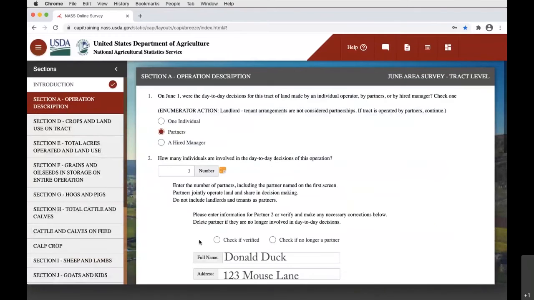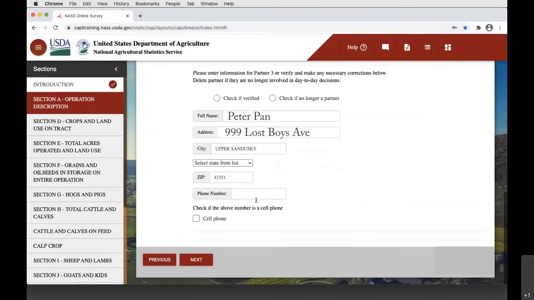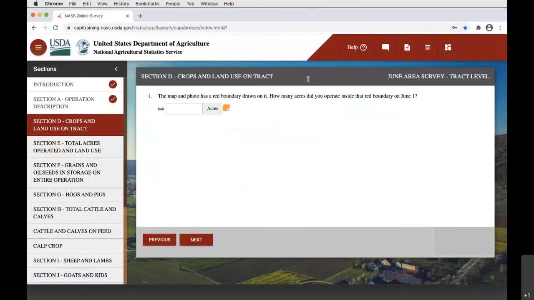As I go through here, notice that if there is an existing partner on the record, that will come in and we can make sure that that's verified, just like what we would normally see on other surveys. It asks, how many acres are we operating inside the red boundaries? We're going to say 510.